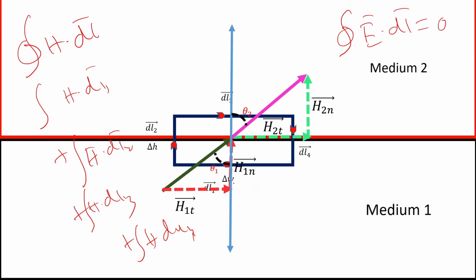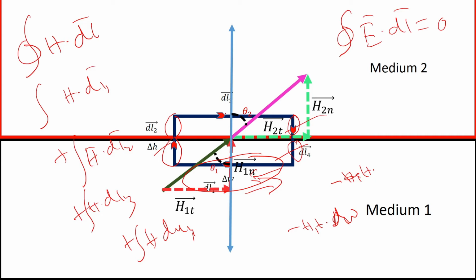Now for the first case, H1T is from left to right, whereas dl1 bar is from right to left. So that is equal to the magnitude of H1T times delta W, from the first component. Similarly, the second component is made of two different paths, from H1n and H2n, in opposite directions. So these two cancel out, and we would not be getting any normal component out of this.